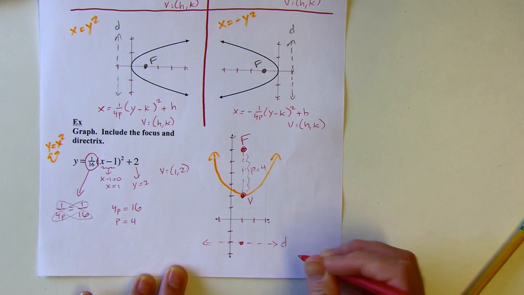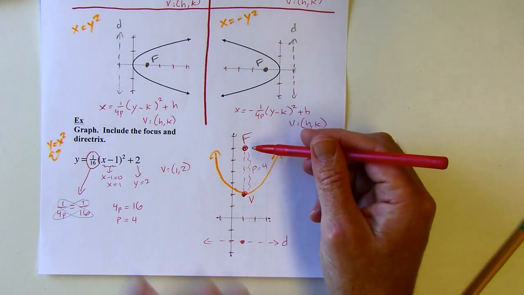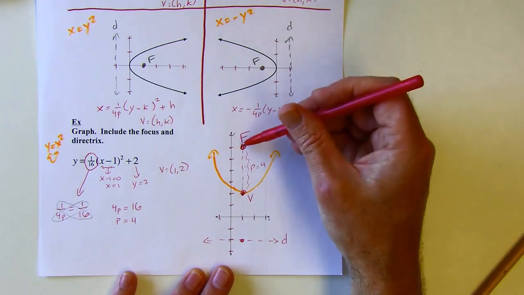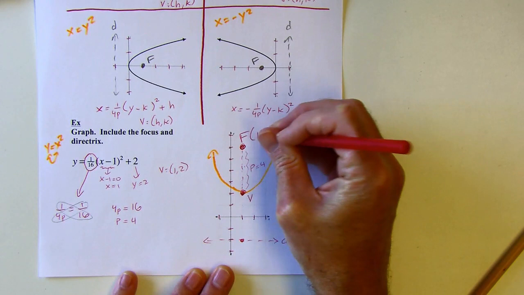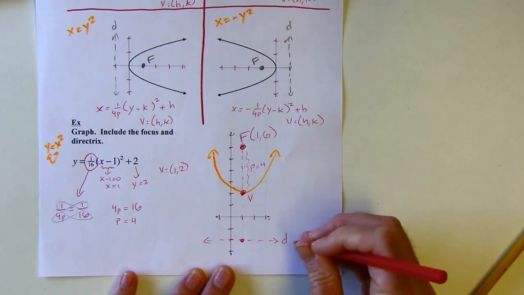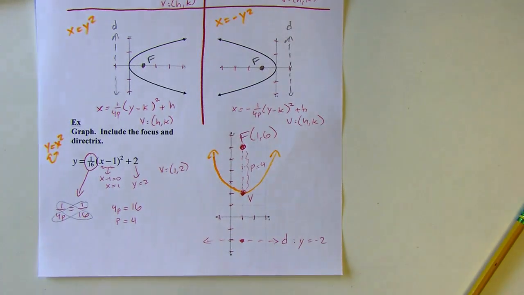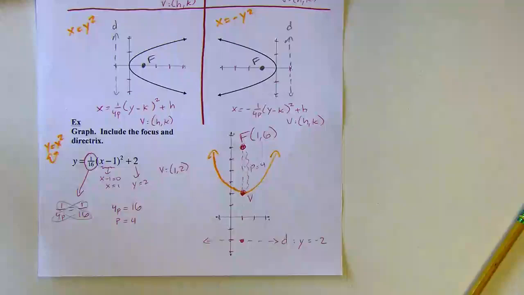And then if someone asked me for the equation of the directrix or the coordinates of the focus, that would be no problem, right? So this would be the point 1, 1, 2, 3, 4, 5, 6. This would be the point (1, 6). And the directrix is going to be a y equals line. It's going to be y equals -2. Okay? So there, I've graphed that with a focus and a directrix. All right, let's try some more on the next page.